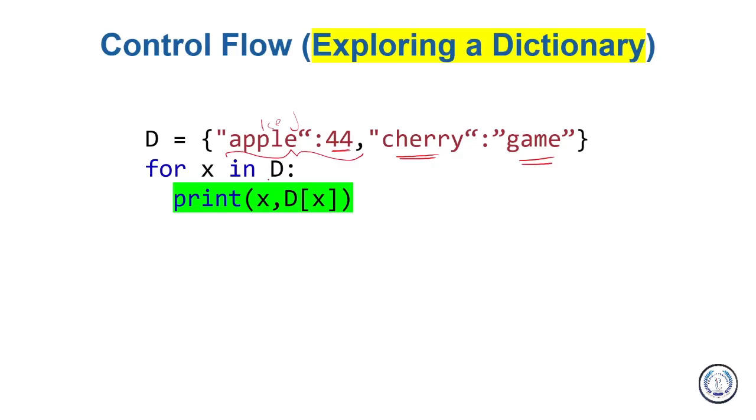So now, as long as x is in d, x represents the key, and d is our dictionary, and d of x represents whatever value that x points to. For example, apple is a key that points to 44. Cherry is a key that points to game. For example, if I write d of apple, the result will be 44. Similarly, d of cherry, the result will be game. So let's iterate over this dictionary using this for loop.